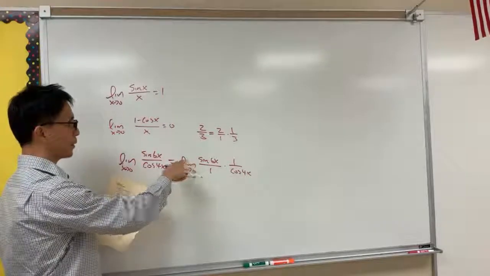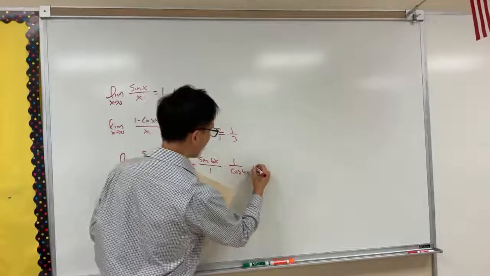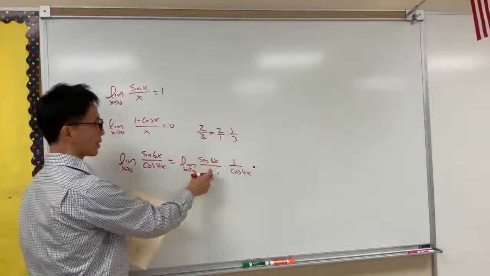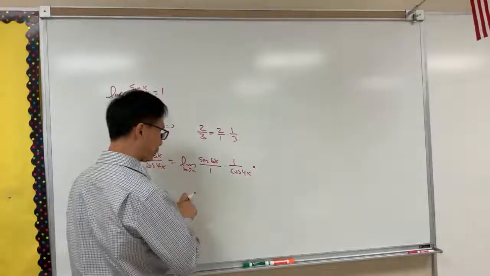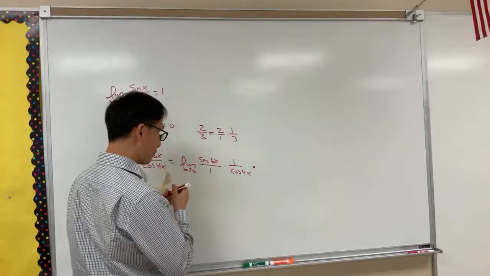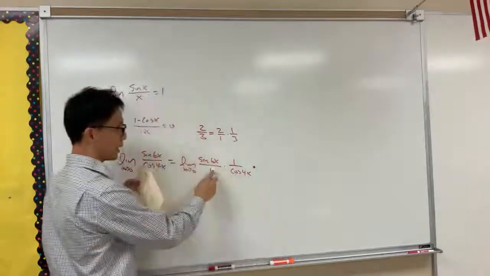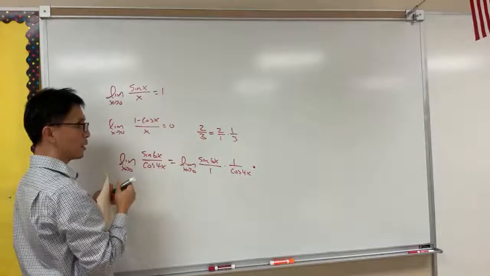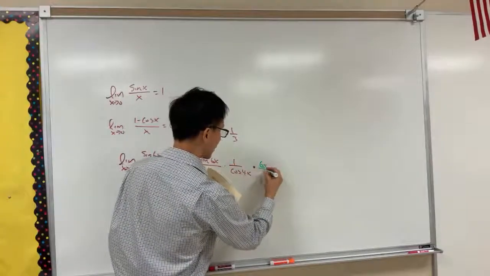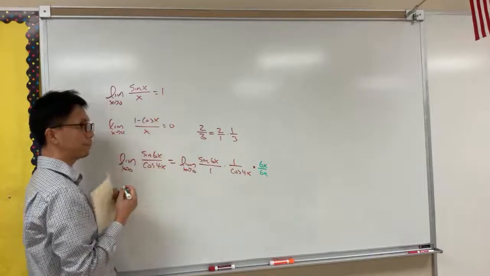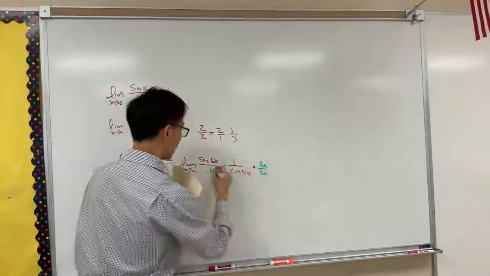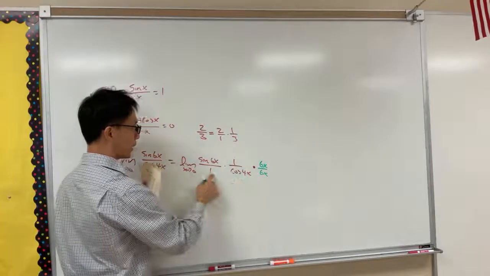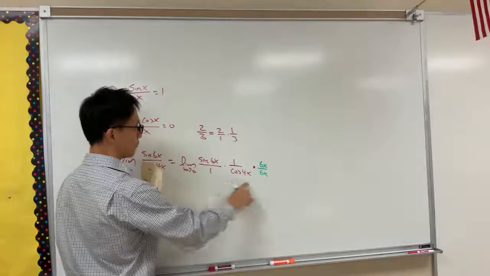Since the variable cannot move in now, I'm just going to keep it inside here. I'm not doing something crazy. The idea is I want this to have 6x. I don't want a 1, because this one is sine x over x, or sine u over u. So I want to multiply something here, 6x over 6x. If I do that, then I can multiply this in. The associative property says it doesn't matter what order I have.